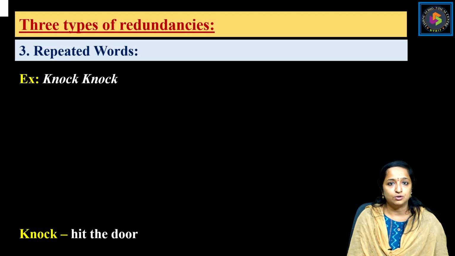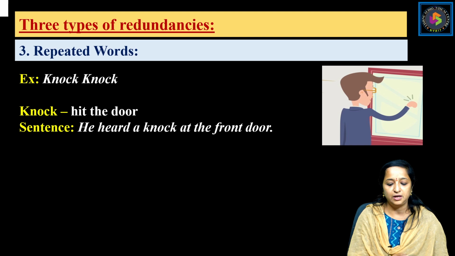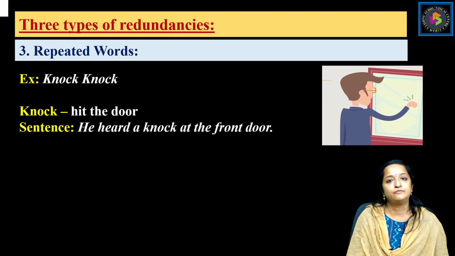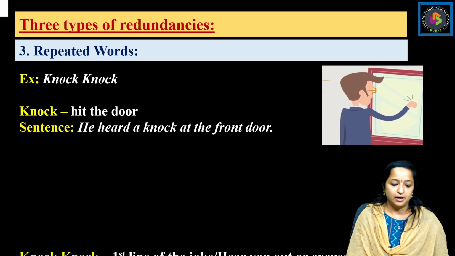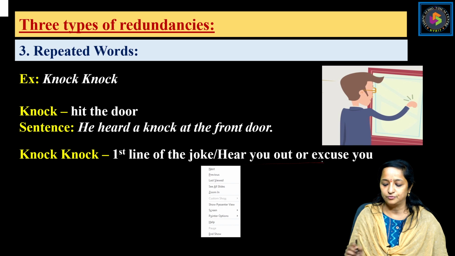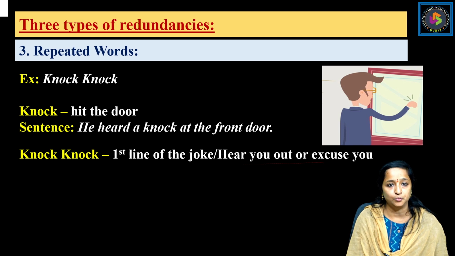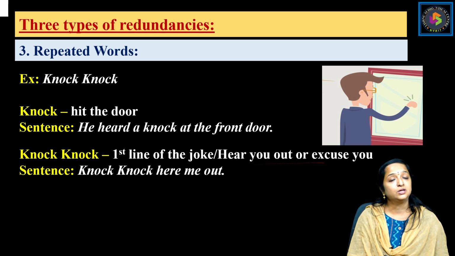That is knock knock. So one knock in a sentence means a hit on the door. For example, he heard a knock at the front door. If we use 2 knocks in a sentence, the meaning will get changed. Two knocks mean the first line of a joke, hear me out, or excuse me. Knock knock, hear me out.